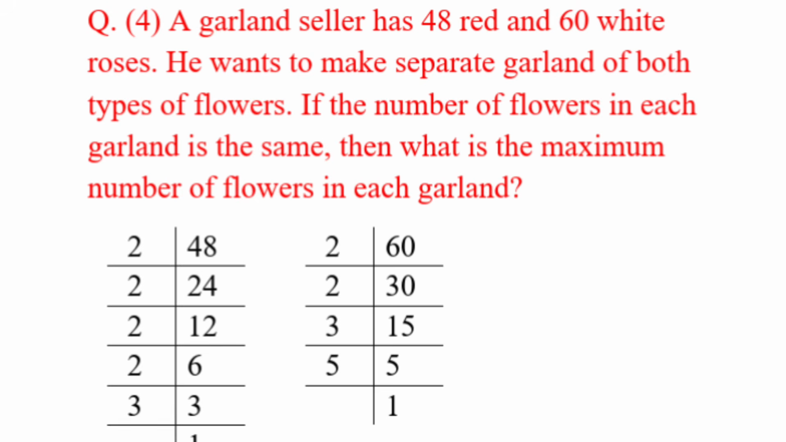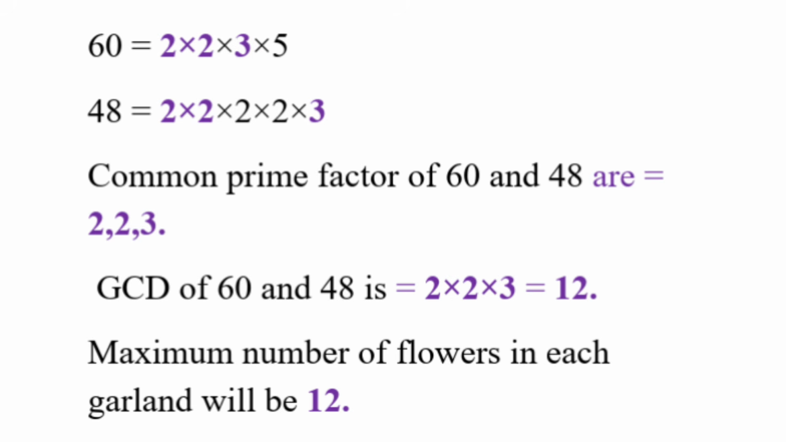Now by using the prime factorization method we will make the factors of 48 and 60. Then we will find out the common factors among them. The factors of 60 are 2 into 2 into 3 into 5, and the factors of 48 are 2 into 2 into 2 into 2 into 3.